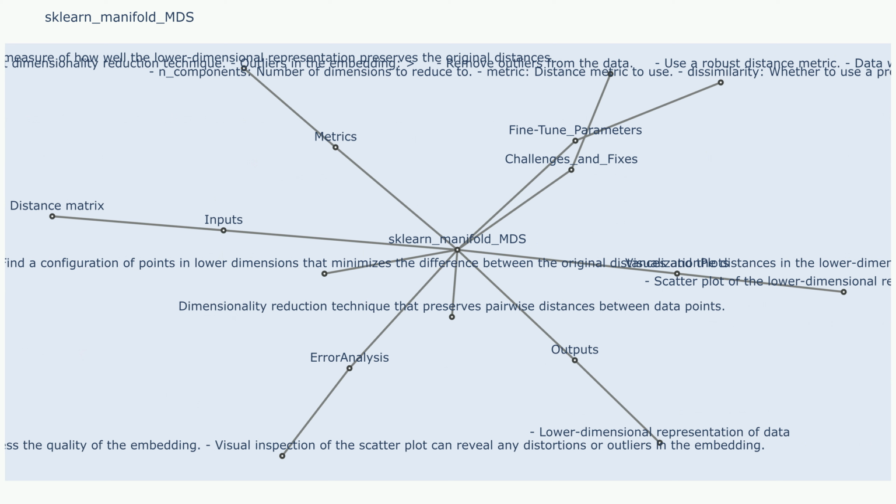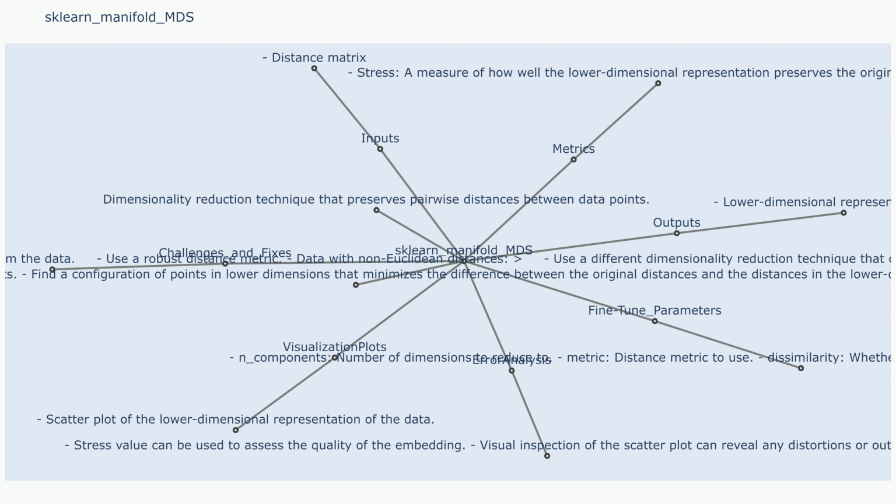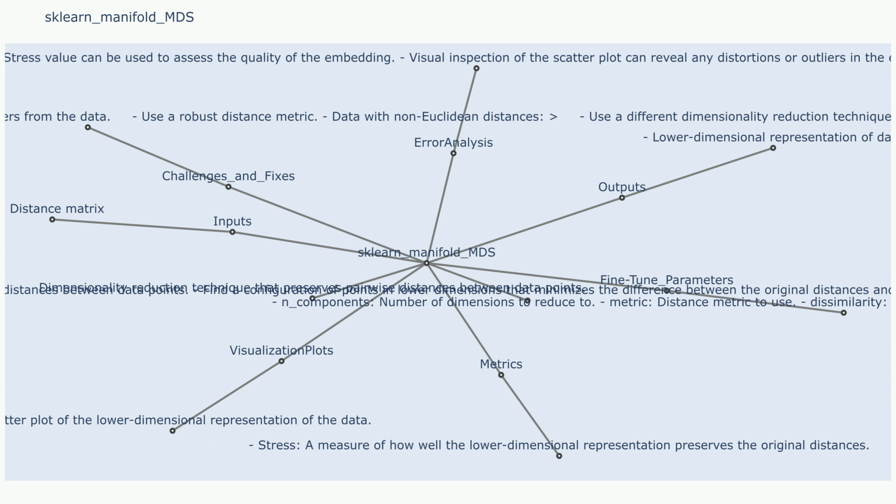Input 2. Explain in detail the number of dimensions, n_components, to which the data should be reduced. This value typically depends on the desired visualization or analysis goals. Outputs. Output 1. Explain in detail an array of coordinates representing the low-dimensional embedding of the data points. Output 2. Explain in detail a stress value, which quantifies the quality of the embedding. Lower stress indicates a better fit, with distances in the low-dimensional space closely resembling the original distances.